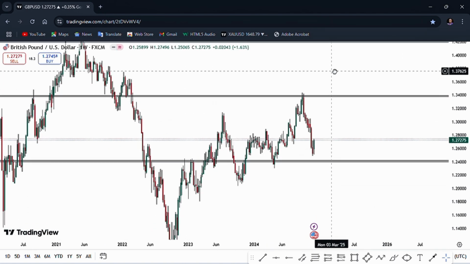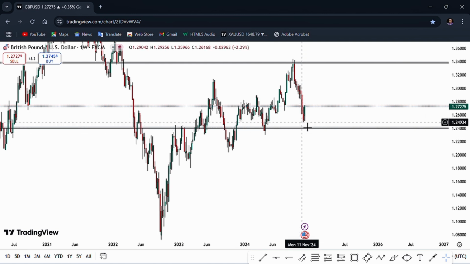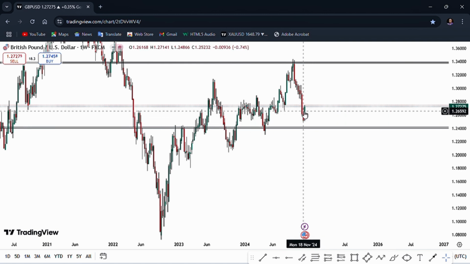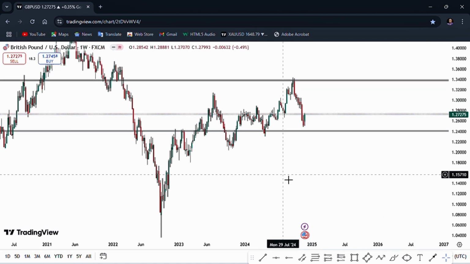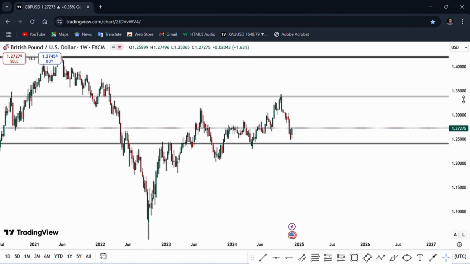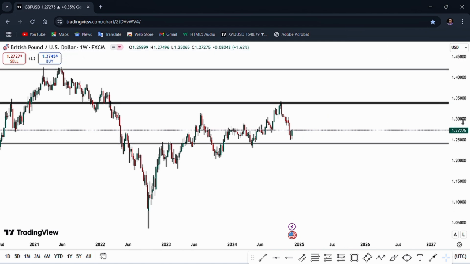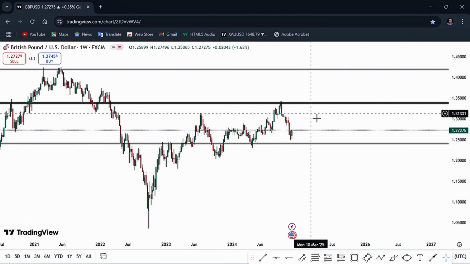And now on the weekly time frame, ideally I was expecting price to come down to this zone, but that didn't happen. Price came here and gave us this bullish engulfing candle. So what are my thoughts for GBP/USD in the coming weeks? Now that we have seen that price has given us this bullish engulfing candle, probably price wants to pull back. There might be a retracement.